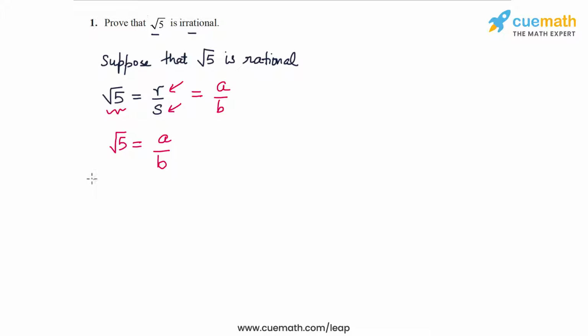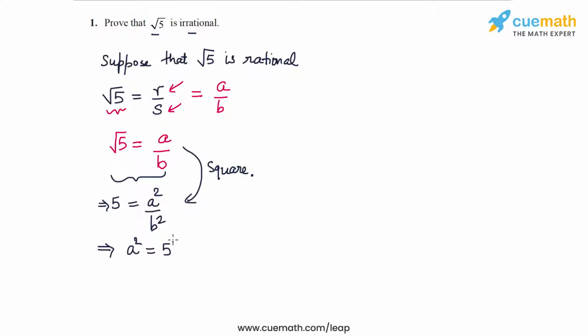where a and b have no common factors. Now if we square both sides of this relation, we get 5 equal to a square by b square. I have squared this relation and I get 5 is equal to a square by b square, which I can write as a square equal to 5b square.